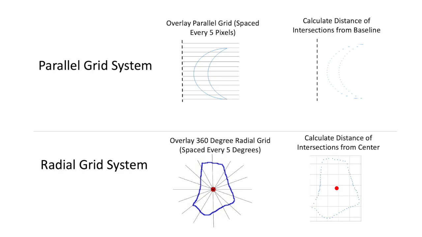ShapeGenie gives you two choices of grid systems. At the top is the parallel grid system, which we've seen already, and the bottom is the radial grid system. They both work, and you have to figure out which one works best for your shapes.